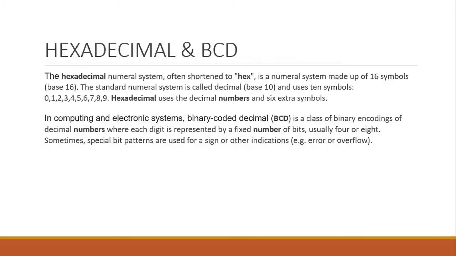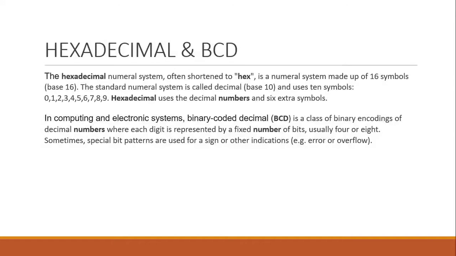Hexadecimal and BCD in general definitions. The hexadecimal numeral system, often shortened to hex, is a numeral system made up of 16 symbols, which is base 16. The standard numeral system is called decimal, which has a base 10 and uses 10 symbols from 0 to 9. Hexadecimal uses the decimal numbers and 6 extra symbols.